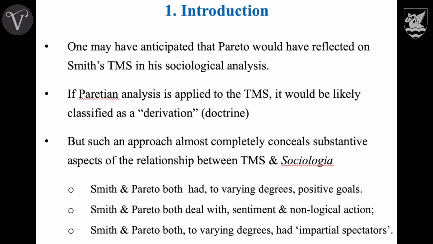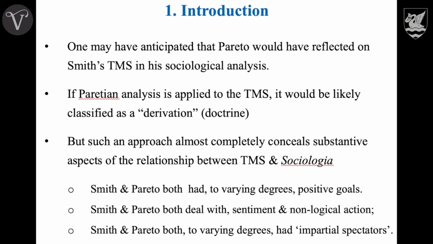So if we just wanted to take Pareto's analysis of the sociology and apply it to Smith's Theory of Moral Sentiments, we won't get very far. We'll just have it set aside as a derivation. But what I want to do is to look at the actual elements that are common to both. There are variations, there are differences in emphasis, and in the end those are two quite different works, but they have common groundings.